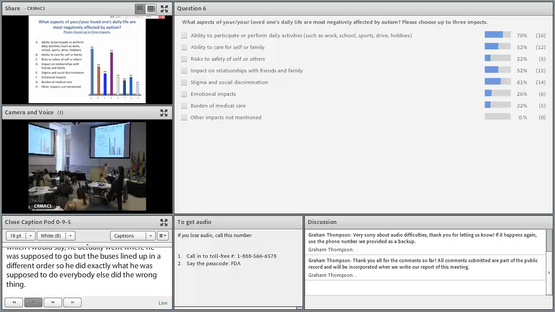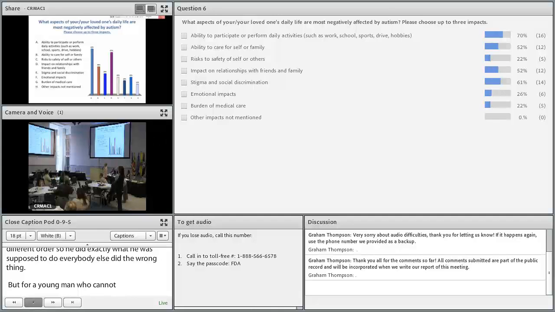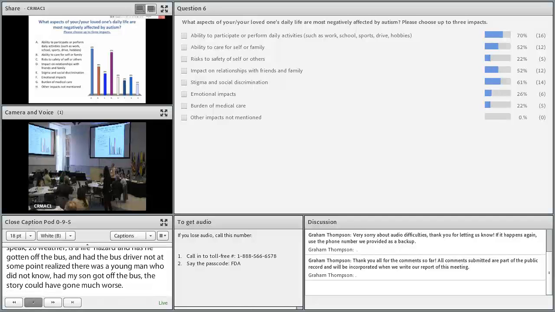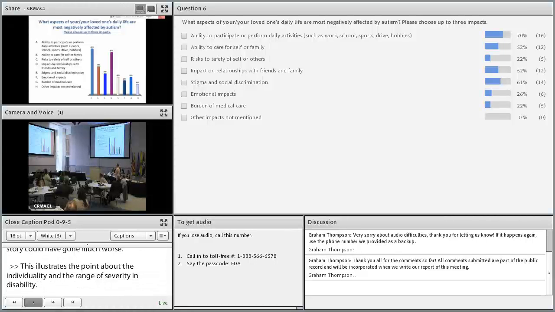And had he gotten off the bus, and had the bus driver not at some point realized that there was this young man who he didn't know, had my son gotten off the bus, the story could have gone much, much worse. I think this illustrates the point about the individuality and the range of severity and disability. Makes us think about these questions in a different light.